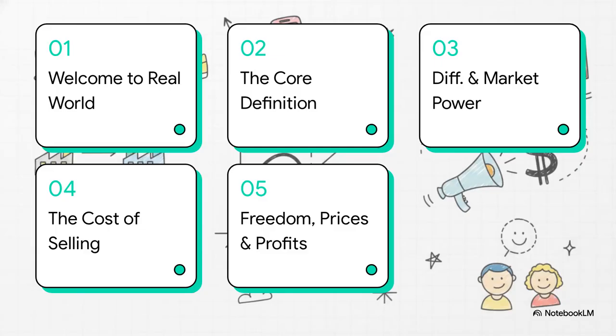Here is our roadmap for today's Explainer. First, welcome to the real world. Second, the core definition. Third, differentiation and market power. Fourth, the cost of selling. And finally, freedom, prices, and profits.